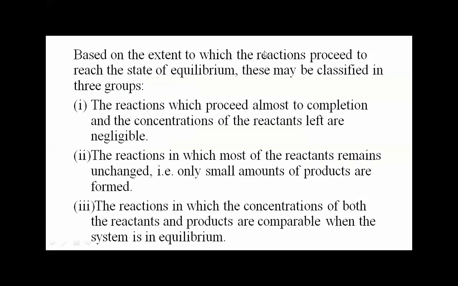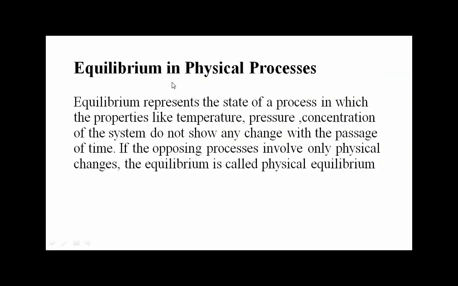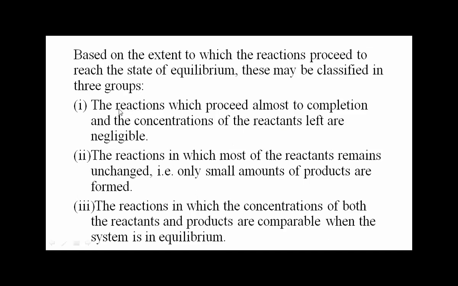So based on the extent to which the reaction proceeds to reach the state of equilibrium, these may be classified into 3 groups. The first: reactions which proceed almost to completion, where the concentrations of the reactants left are negligible. Then the reactions in which most of the reactants remain unchanged, that is, only small amounts of products are formed. And the reactions in which concentrations of both the reactants and products are comparable when the system is in equilibrium.